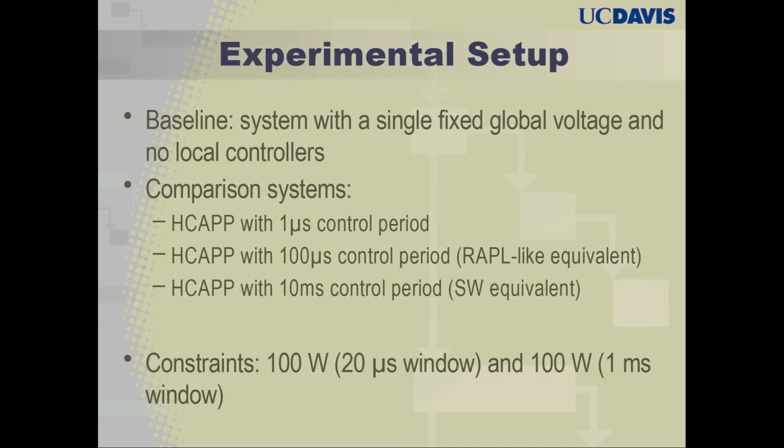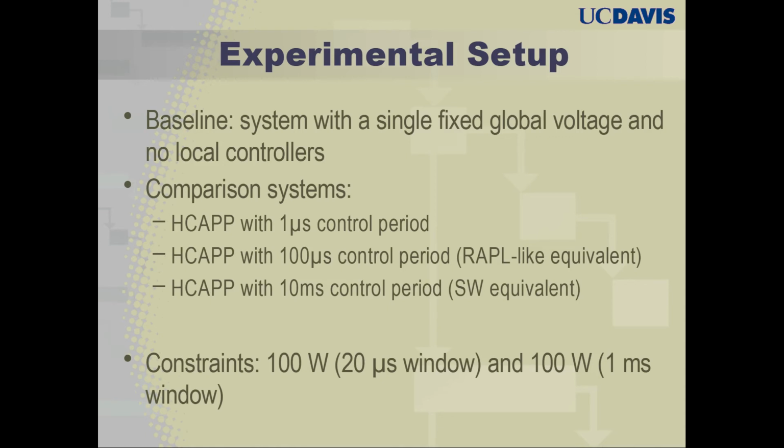So finally, we needed some comparison systems. The most basic comparison system was a fixed global voltage system. That's saying everything's operating at the same voltage. Then we have HCAPP at the 1 microsecond control period. This is how HCAPP would functionally work. Then there's HCAPP at 100 microseconds. We think of this as a RAPL equivalent because that's roughly in the range of where it would be able to operate. It's likely a little optimistic. And then there's also HCAPP with a 10 millisecond control period, and that's operating at the speed of a more complex software algorithm.